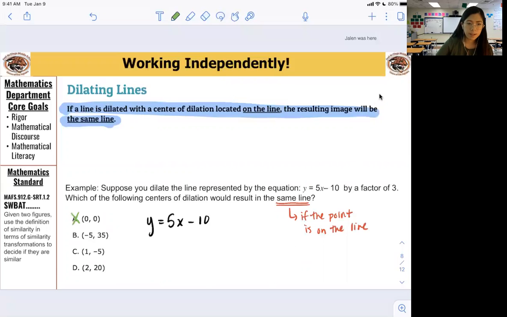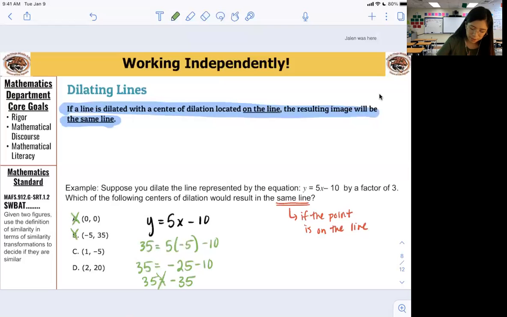So now I'm going to plug in 35 for y, -5 for x. What's 5 times -5? Good. -25 minus 10. Does 35 equal -35? Nope. So it's not that one either. Keep going. It's definitely C. Is it definitely C? Let's find out. -5 equals 5 minus 10. 5 minus 10 is -5. So there you go.